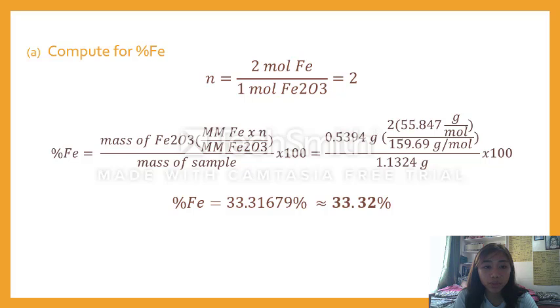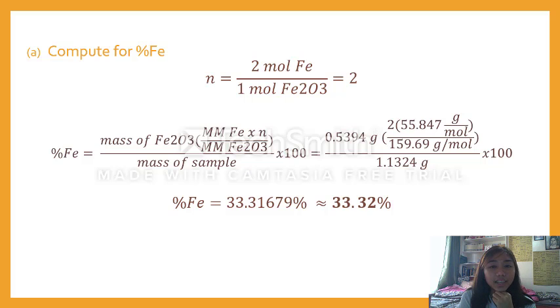So we are given the mass of Fe2O3 which is equivalent to 0.5394. We also have N which is equal to 2. We have the molar mass of iron given in the problem which is equivalent to 55.847 gram per mole. Then we also have the molar mass of Fe2O3 which is equivalent to 159.69 gram per mole. Then divide all by the mass of sample which is equivalent to 1.1324 grams. Now times 100, makuha na percent iron is equals to 33.32%.